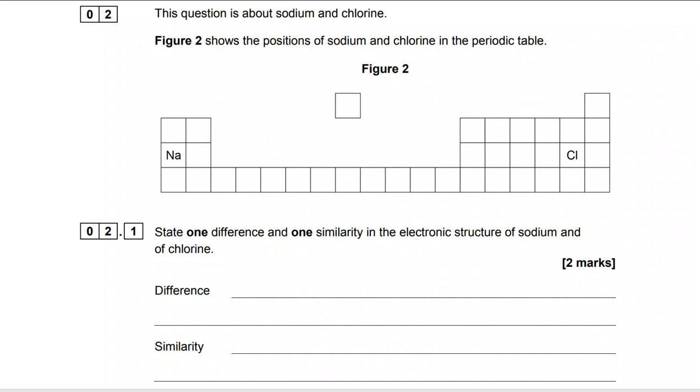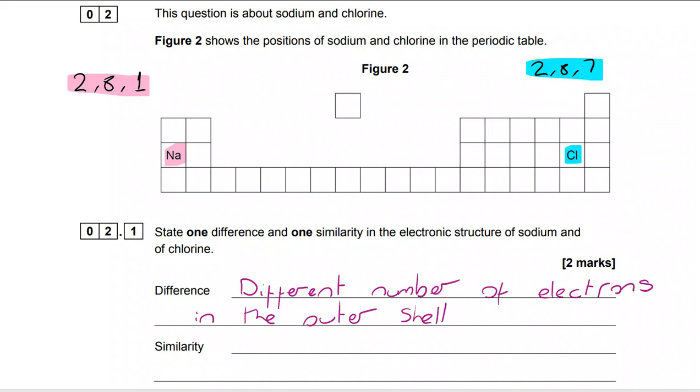Sodium, with an atomic number of 11, has got an electron configuration of 2,8,1. That 1 is also an indicator that it's in group 1, because it has 1 electron in its outer shell. Chlorine, however, has 7 electrons in its outer shell. Its electron configuration is 2,8,7. So straight away we have a difference. There are different numbers of electrons in the outer shell.